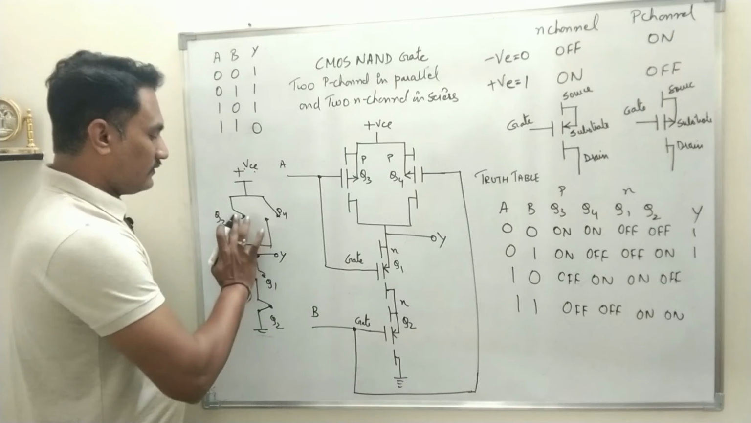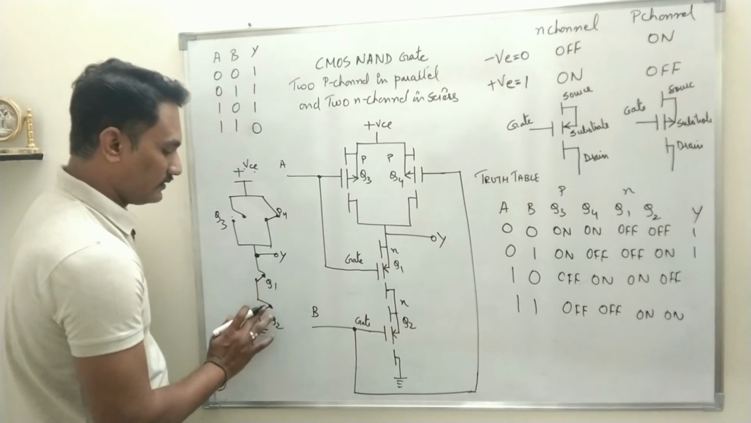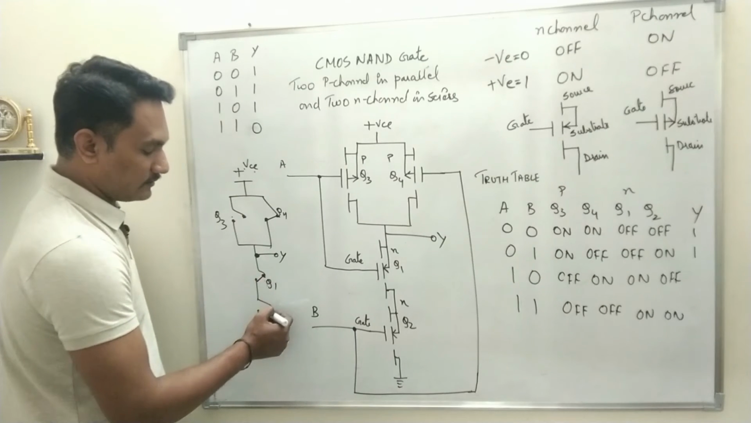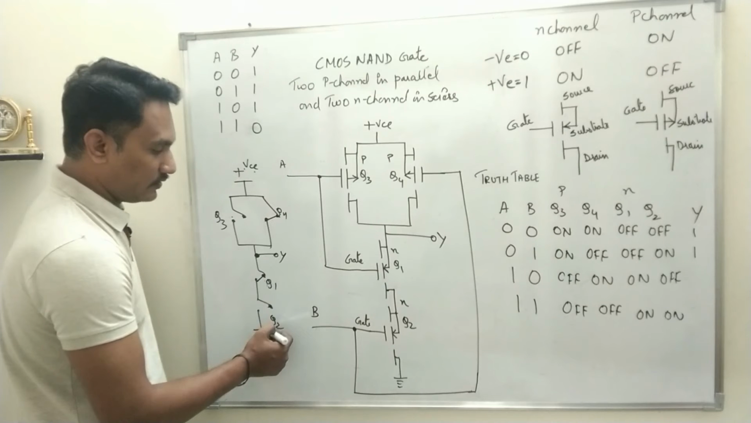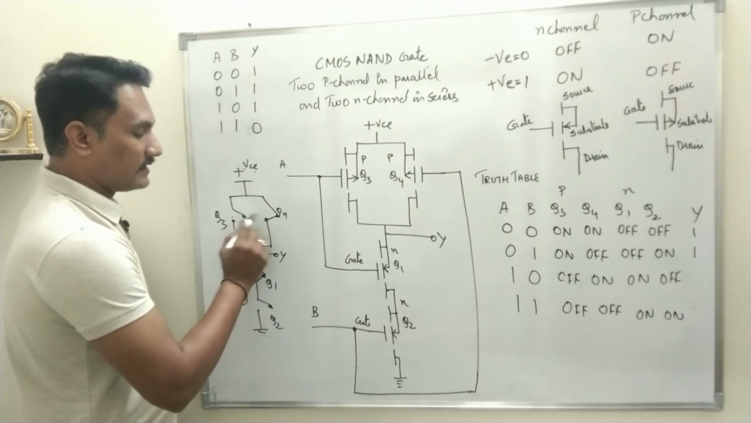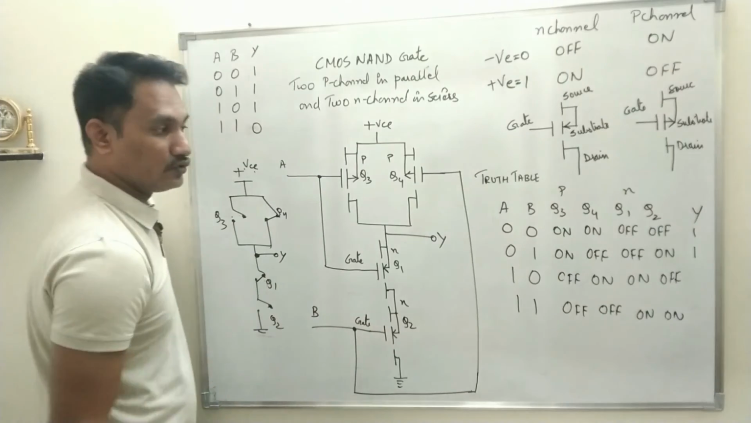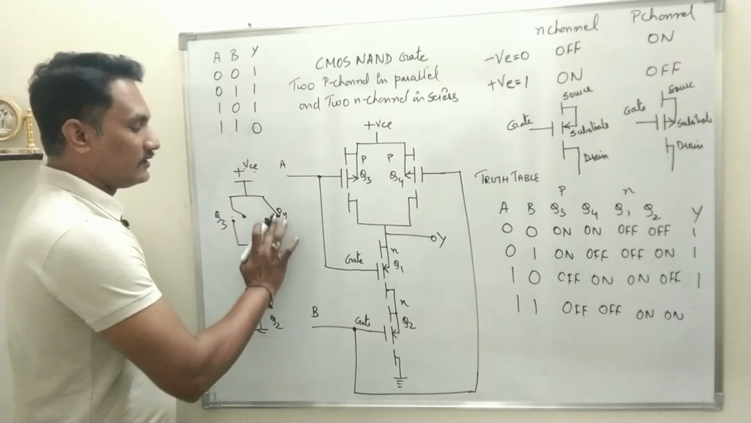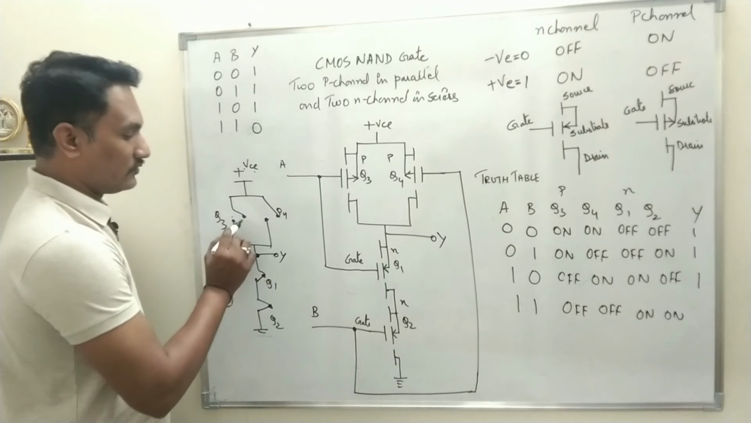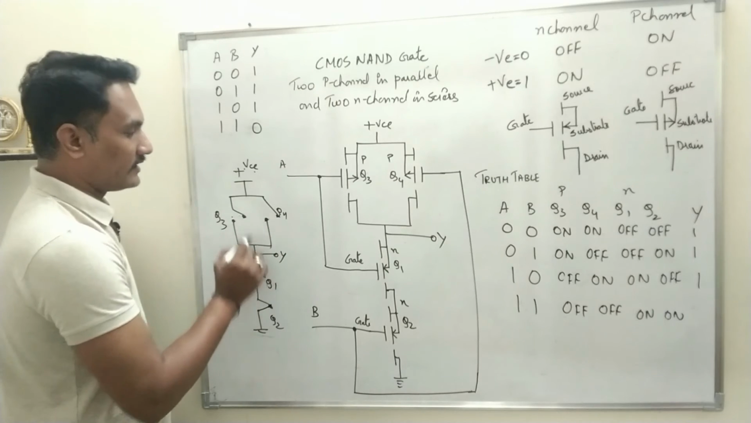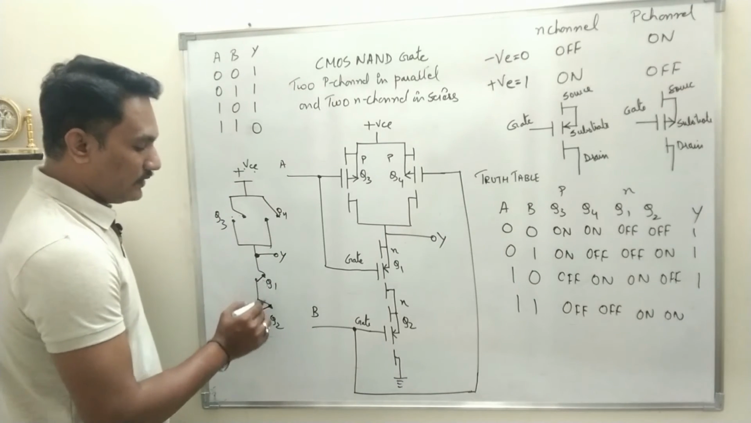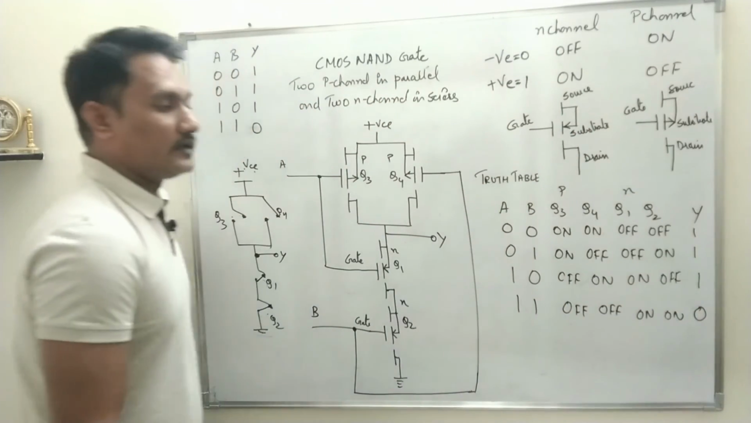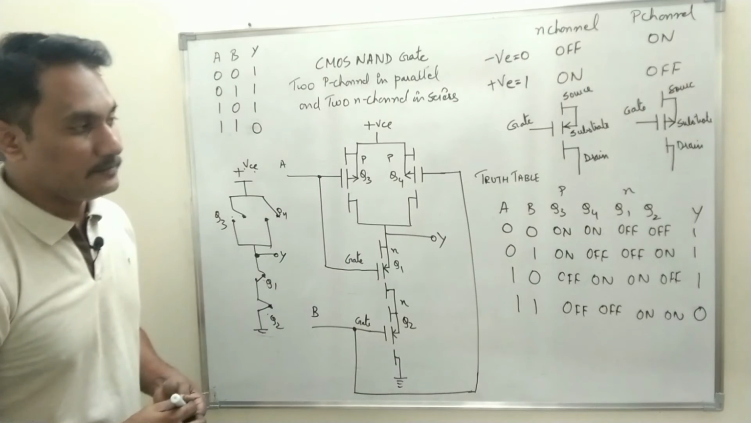Next, Q3 is off, Q4 is on, Q1 is on, Q2 is off. Again, as they are connected in series, the path is broken, Y cannot be connected to ground, and in these two, as they are in parallel, Y gets connected to plus VCC through Q4, so Y will be equal to 1. And in the last case, both Q3 and Q4 are off, Q1 and Q2 are on. So as Q3 and Q4 both are off, Y cannot be connected to plus VCC, and as Q1 and Q2 both are on, Y gets connected to ground. Ground potential means 0, and 0 volt means 0 in digital, so the output will be 0.